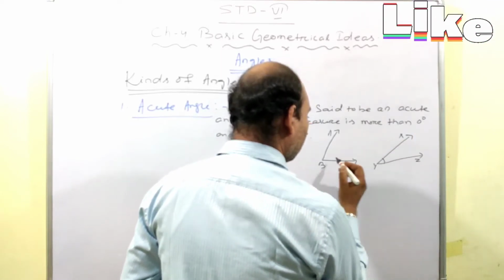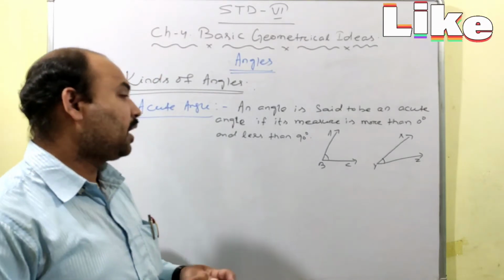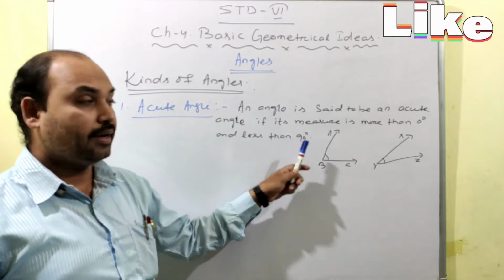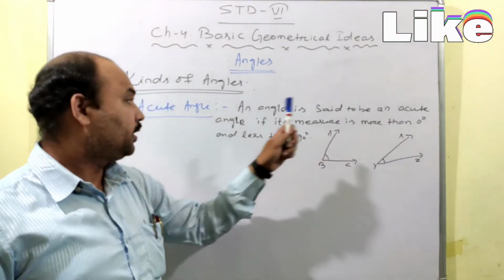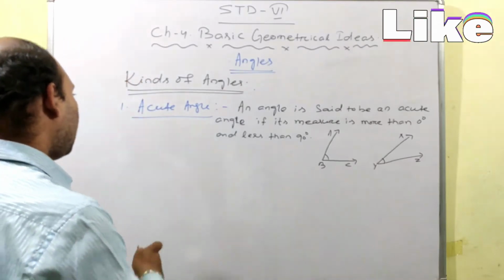XYZ angle. This type of angle is known as your acute angle. Okay? An acute angle's measurement is less than 90 degrees and more than 0 degrees. It is known as your acute angle. Okay? Second one, your right angle.